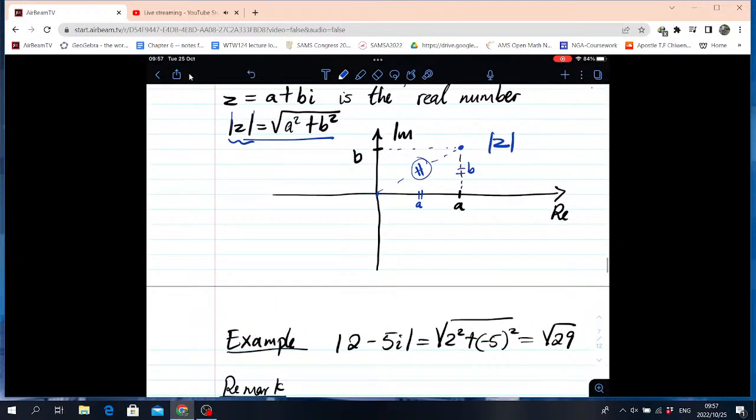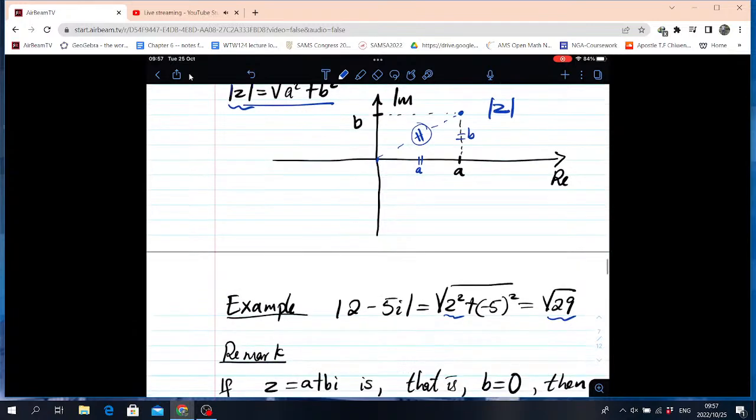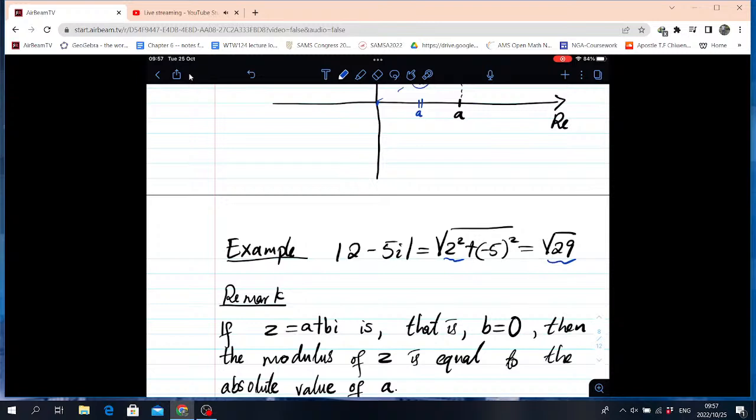And then an example here: the modulus of 2 minus 5i is going to be equal to the square root of 2 squared plus (minus 5) squared, which is 4 plus 25, which is 29. So the square root of 29 there. You can go and look at some of the questions in the exercises to familiarize yourself with this, but that's pretty much it.